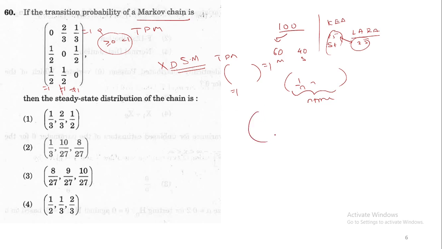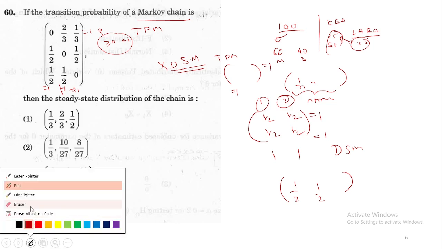Let me give one simple example. Suppose this is the transition probability matrix: 1 by 2, 1 by 2, and 1 by 2, 1 by 2. What is the steady state distribution? Here the row sum is always 1, therefore you call it a transition probability matrix, and the column sums 1 by 2 plus 1 by 2 is 1, 1 by 2 plus 1 by 2 is 1. So this matrix is a doubly stochastic matrix. In that case the probability is 1 upon n. Here n is the number of states, state 1 and state 2, so two states. So 1 upon 2 is your steady state distribution. That is the direct result, but here it is not the case, we have to solve.